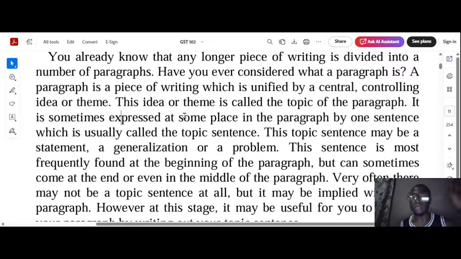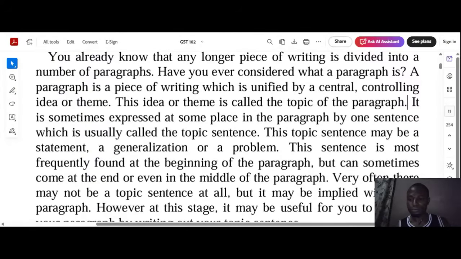Now, this idea or theme is called the topic of the paragraph. This idea or theme that we're talking about is also known as the topic of the paragraph. This is a question in TMA. I am so certain of this. In fact, it's a question they repeat every year. Well, in TMA they don't usually ask new questions. It's always a constant. So this idea or theme is called the topic of the paragraph.